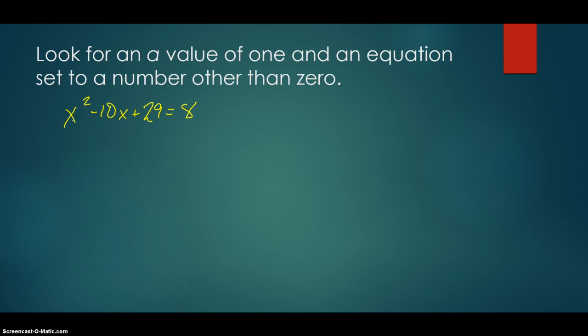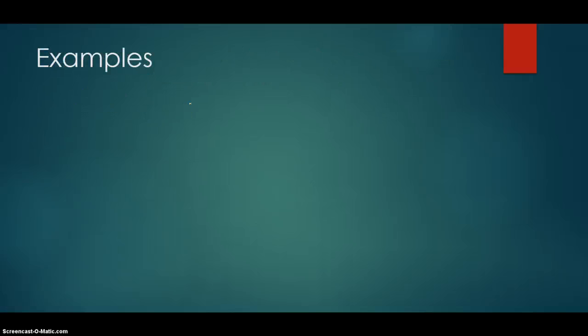So once again, we look for this 1 here and the whole thing set equal to a number other than 0. If it were set equal to 0, we'd probably try factoring first before we move to completing the square. But since it is set to another number, we're going to try completing the square. So let's work an example. I'm okay with the example that we just wrote down, so let's do it again.